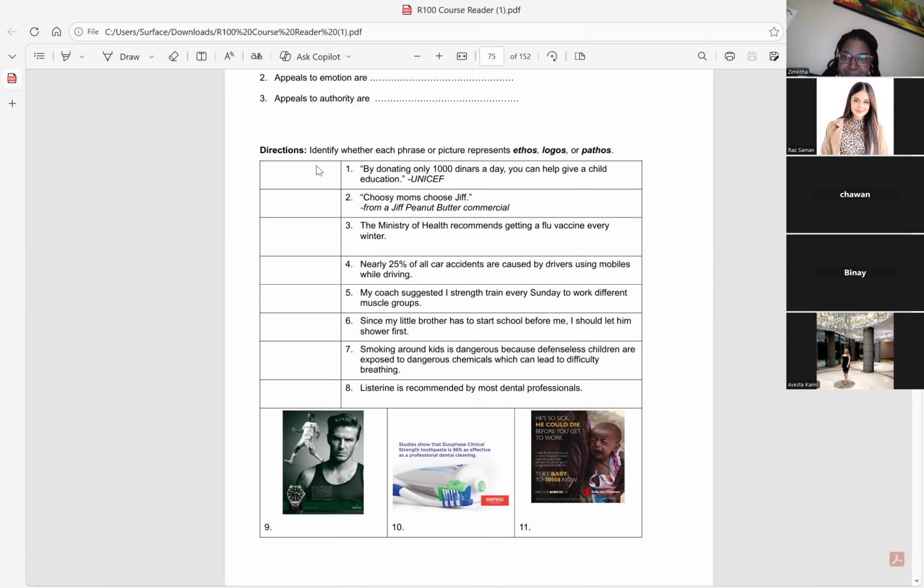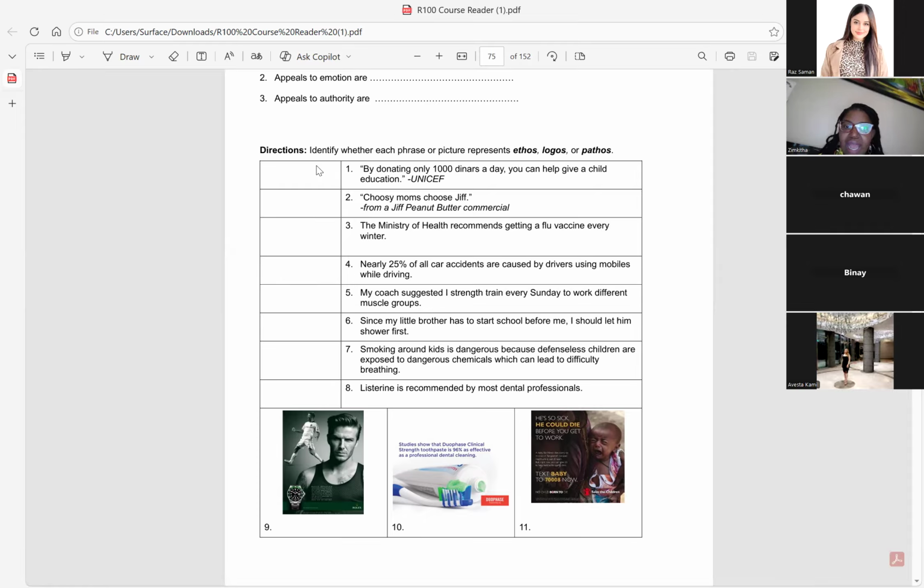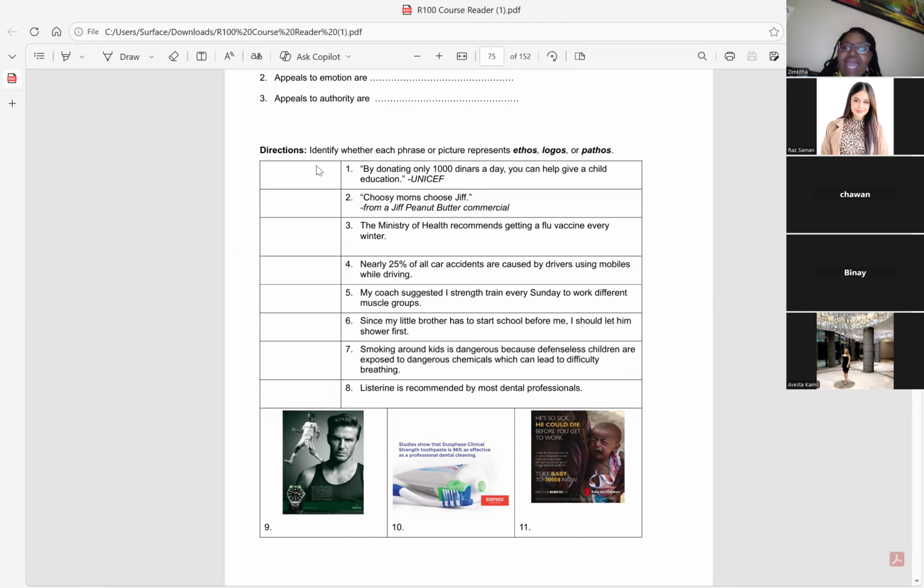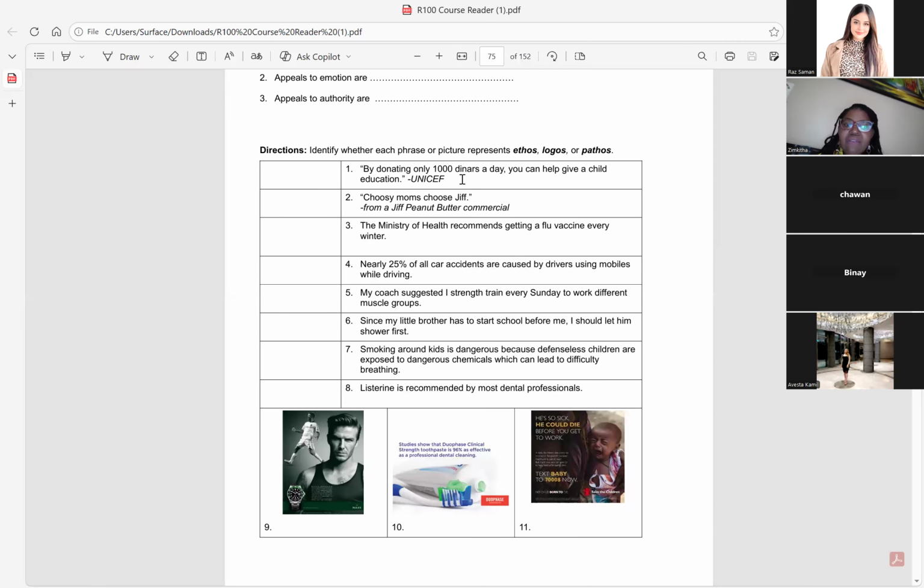So the first one, it says: by donating only 1,000 dinars a day, you can help give a child an education. What do you think that appeal is? Ethos, logos, or pathos? And some of them can be both, by the way. Some of them can have two things going on there. Raz.